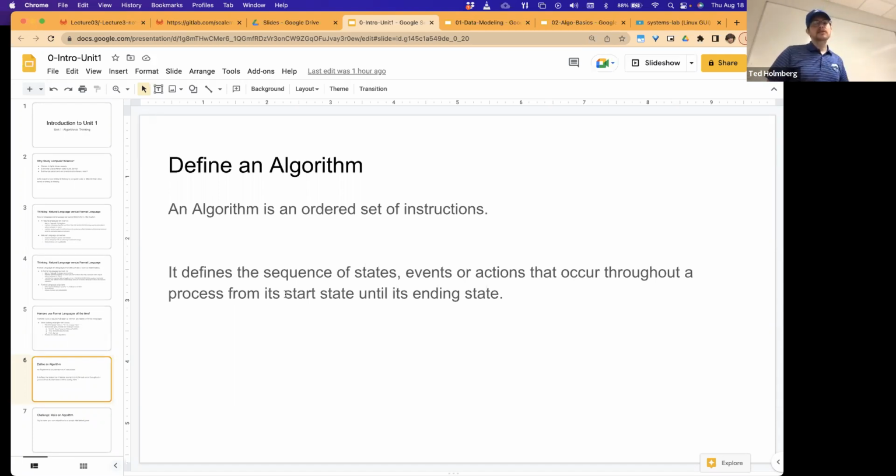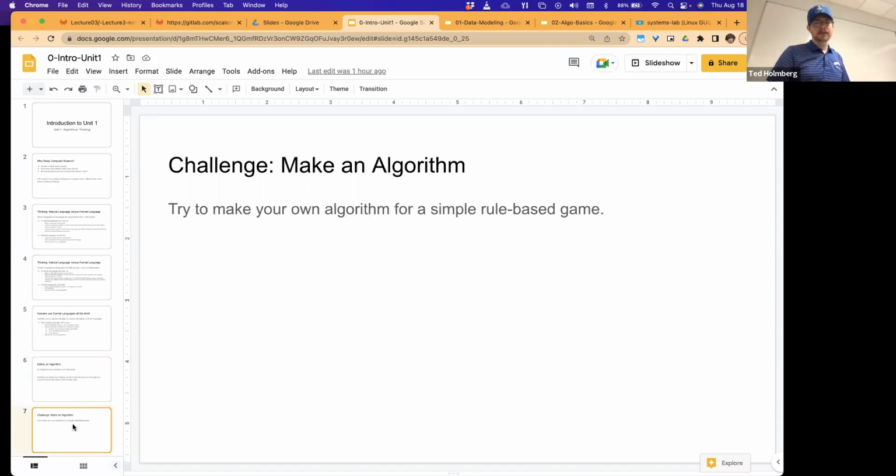So it defines a sequence of states, events, or actions that occur throughout a process from its starting state until its ending state. And again, think about the cake if you want to articulate that a little better. And here, if I want to give you a little personal challenge, try to come up with your own algorithm, but instead of a cooking one, try to do it a little differently. Try to make a simple rule-based game.